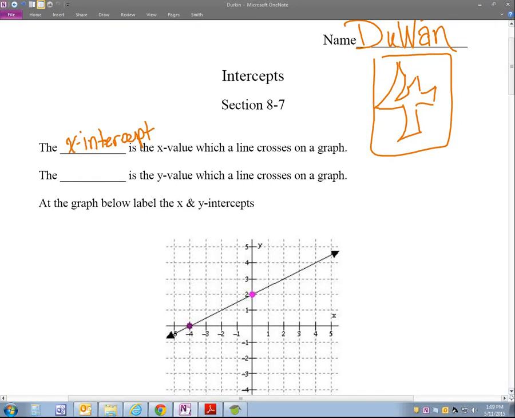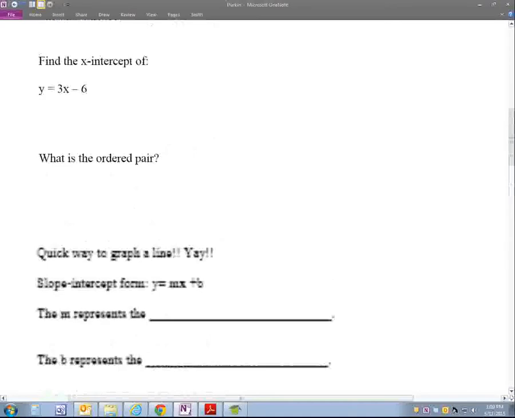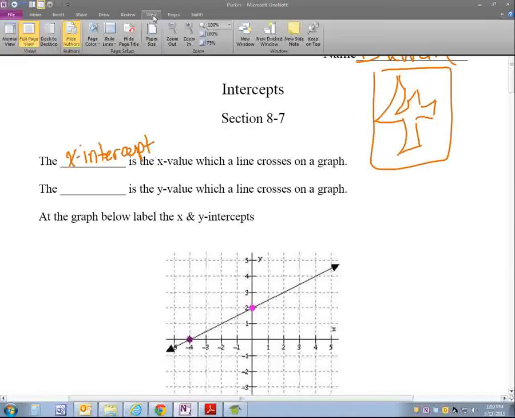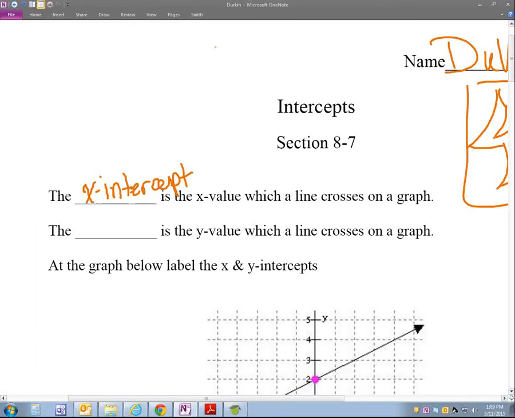Why are you sitting back there if you have to squint from back there? Come up closer. Intercept. X-intercept. Really bad handwriting. The X-intercept. Yeah, that's why people squint, because they see perfectly. No. X-intercept.